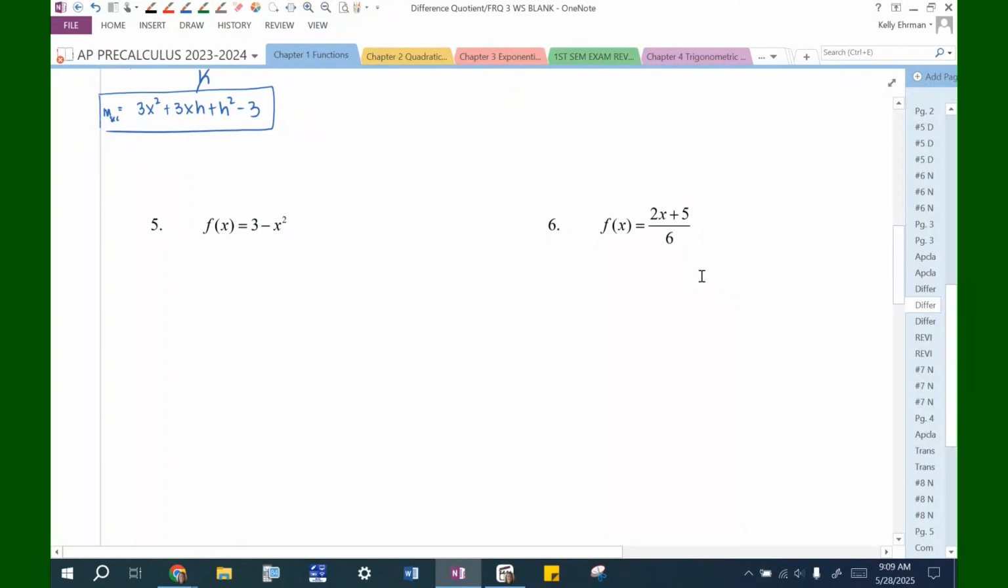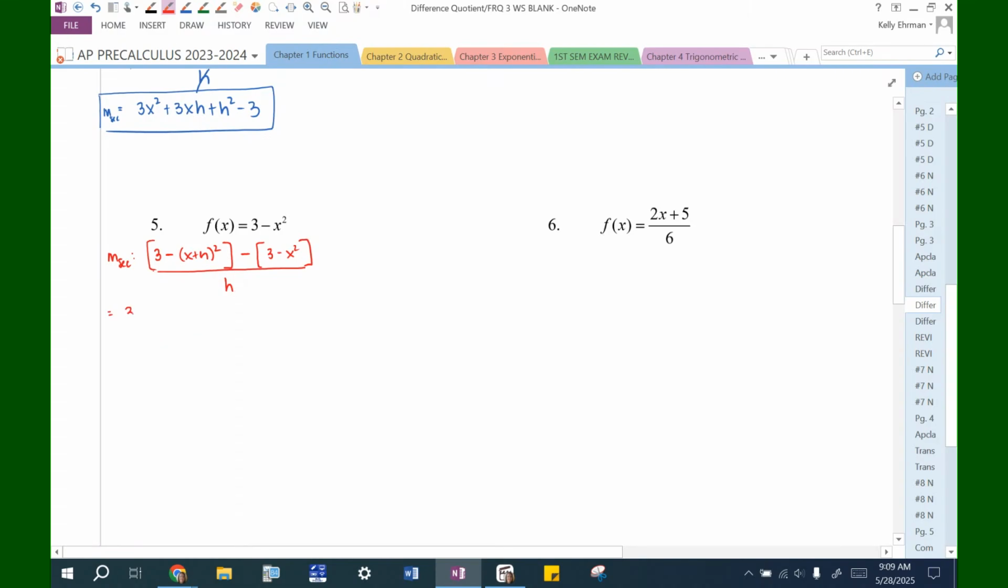All right, we have a quadratic here. So 3 minus x squared. So we do need the formula for this one. 3 minus (x plus h) squared. So that's f of x plus h minus f of x, just the original equation, all over h.